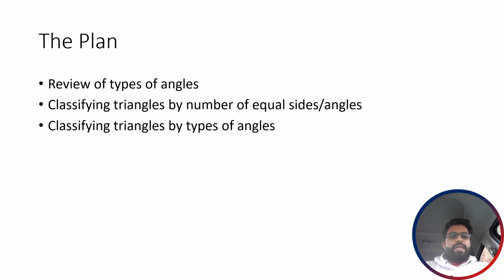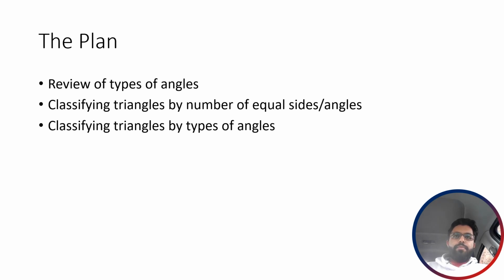So the plan for today's lesson is we're going to start out with a review of the different types of angles, which we talked about in the last lesson. And then we're going to jump into talking about triangles in two different ways. First, we're going to classify them, so we're going to group them together according to how many angles and sides of equal size they have. So how many angles that triangles have that are exactly the same size, and how many sides are of equal length. So we'll look at it that way first.